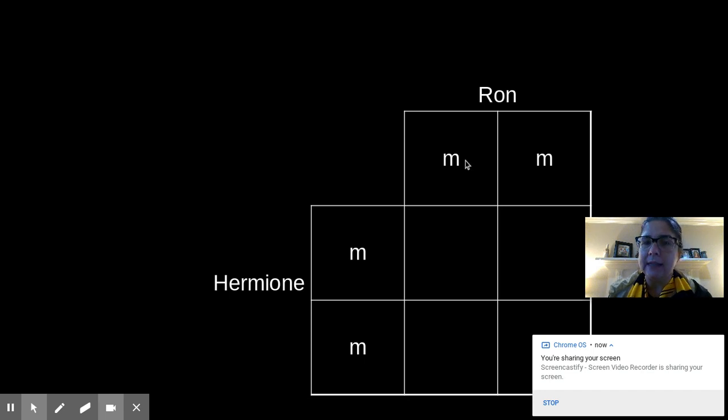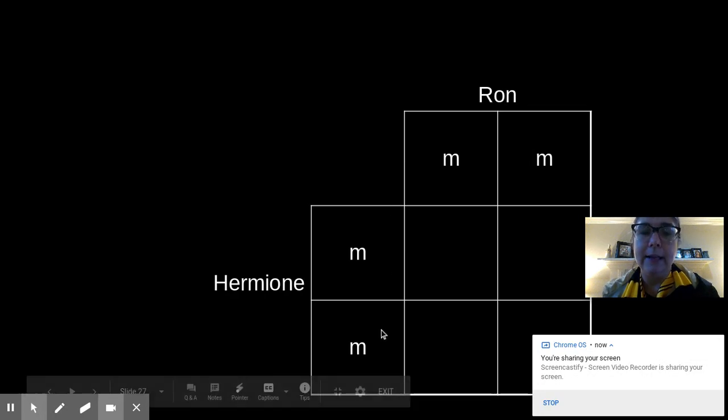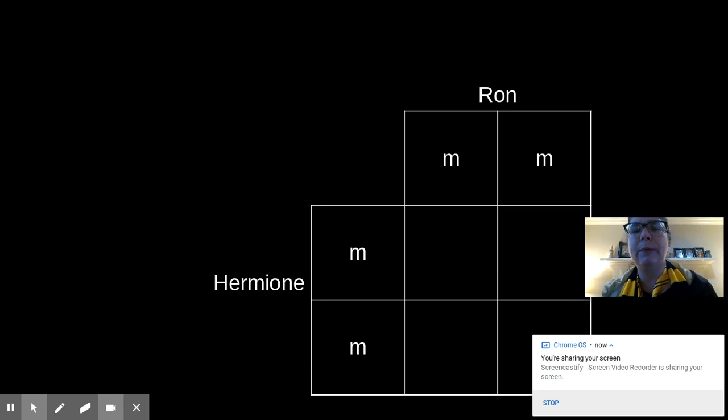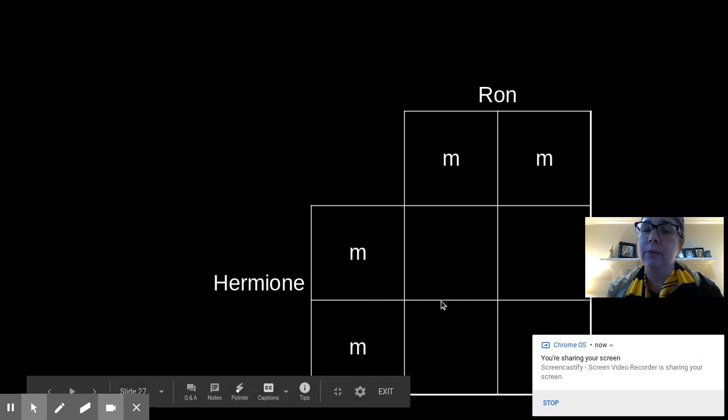So for Ron, his genotype, since he's a wizard, is little m, also known as homozygous because they're the same, recessive because they're lowercase. Same thing with Hermione, little m. So now what we're going to do to figure out what their offspring would be is fill in the Punnett square. We can take the little m's and put them in each of the boxes going down. Same thing here. And then we take these little m's and fill them in going across.